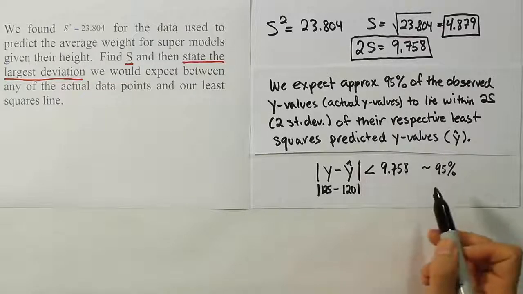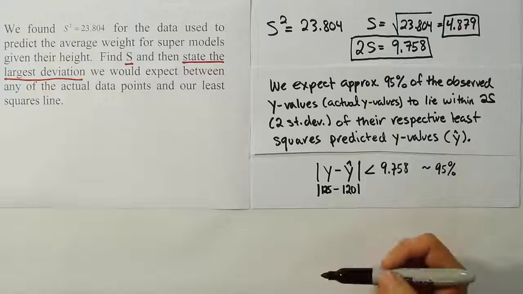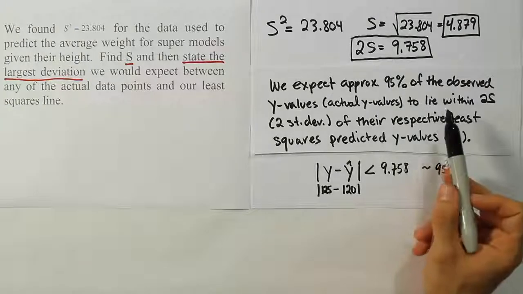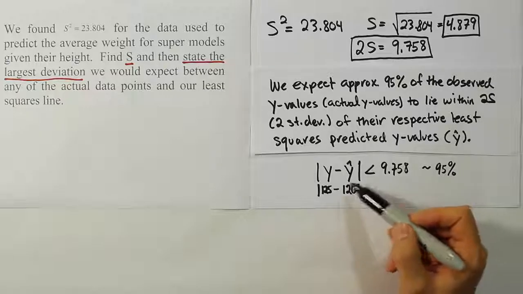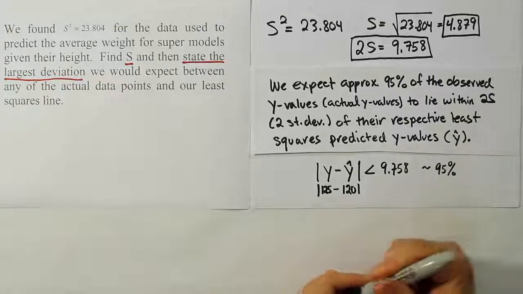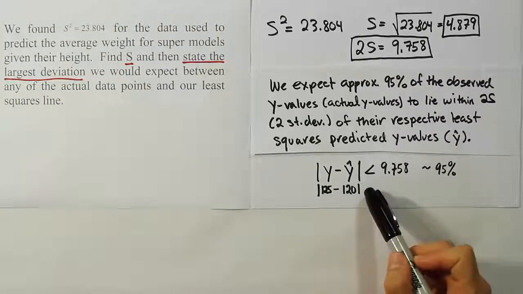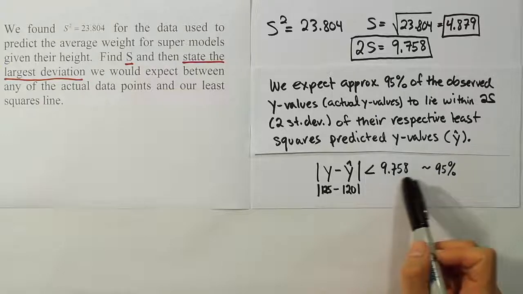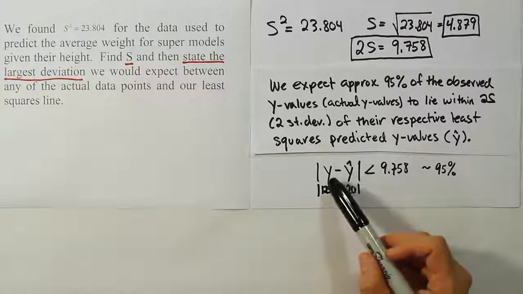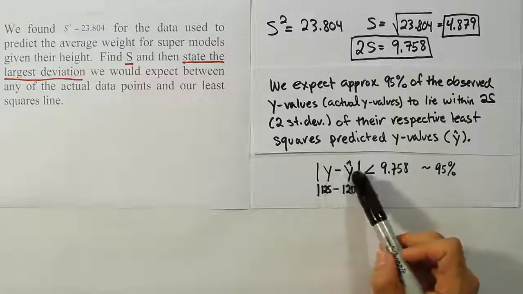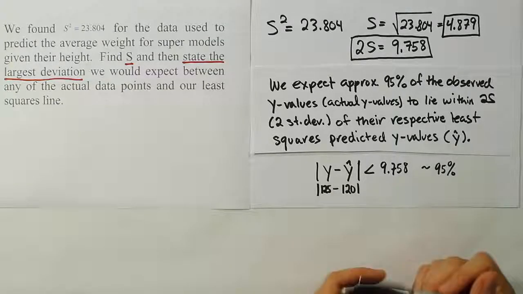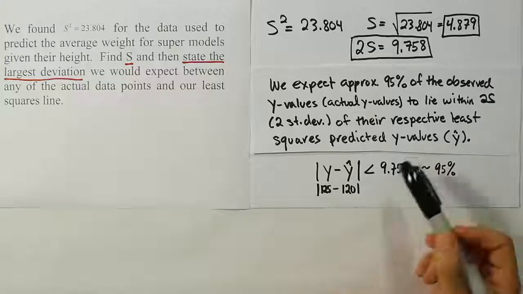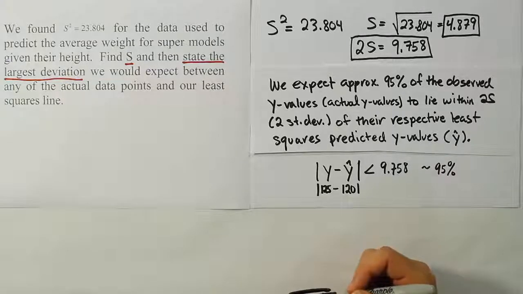Well, the difference there would be 5, and of course that difference is in fact less than the 9.758. So it would be one of the observations that falls in this 95% of all the observations that will lie within 2 standard deviations from our predicted value. In other words, only 5% of the time will this difference ever be greater than 9.758. So that's kind of helpful. It gives us an idea of how bad we'll mess things up when we do mess up.